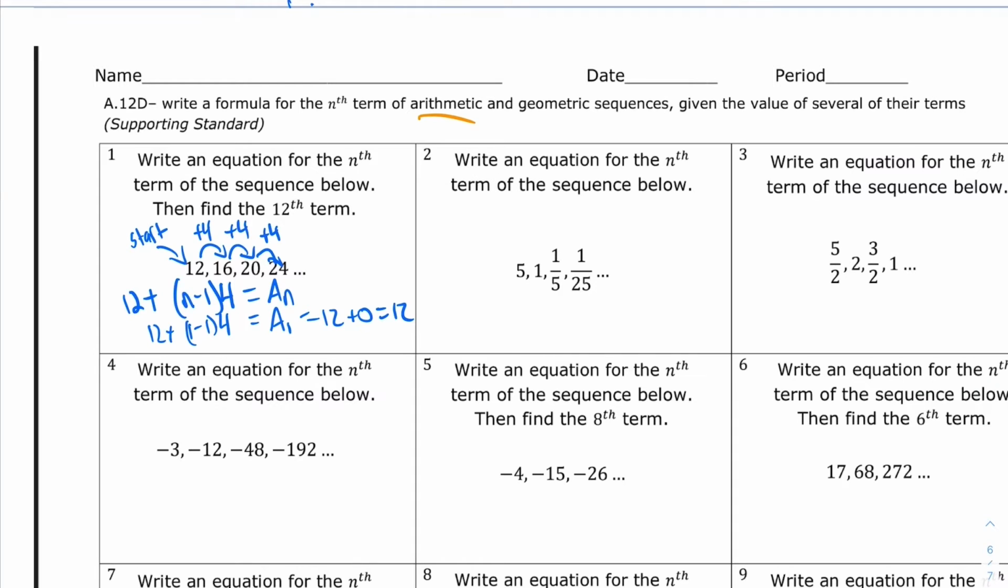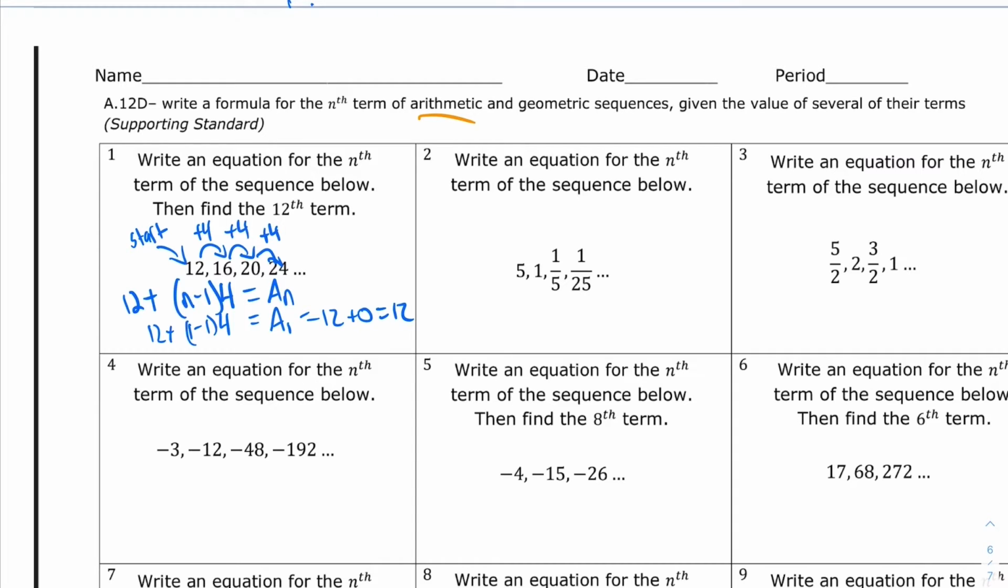In number 2, we start with the number 5, and then we go to the number 1. That would be a minus 4, but from the number 1 to 1/5 is minus 4/5. From the next one, it'll be minus, I don't even know what, like 4/25. So that's complicated, and it really shouldn't be. So the next way we're going to do this is look for a different type of sequence.